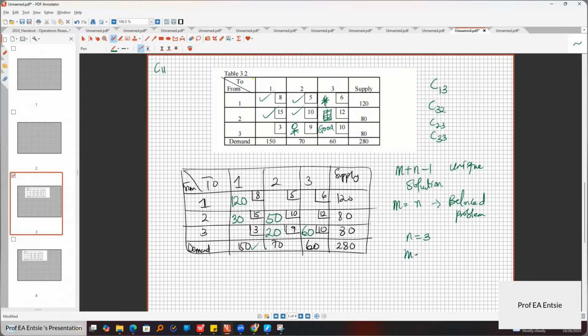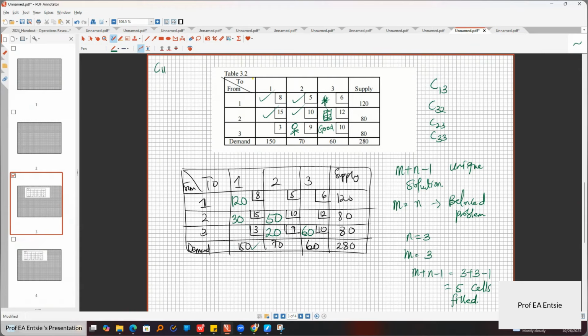What is the number of supply? Those supplying the concrete, that's plant one, two, three. They are also three. So our unique solution will be m plus n minus 1, which is 3 plus 3 minus 1, and you get 5. So it means 5 cells should be filled. Let's see whether you fill those 5 cells. So one, 2, 3, 4, 5. So the 5 cells are filled, then it means you're on track. So always you check that you satisfy the m plus n minus 1 unique solution, and I've satisfied that.